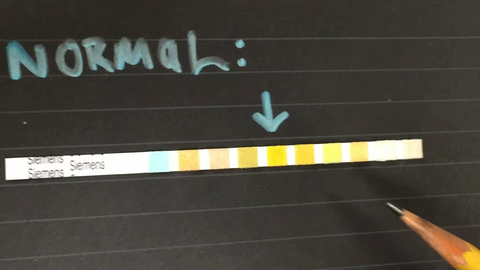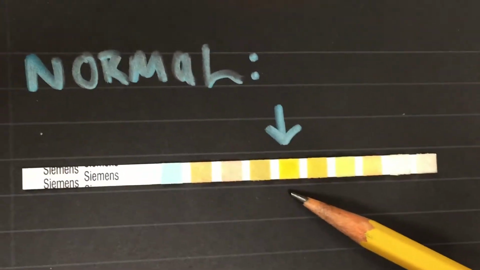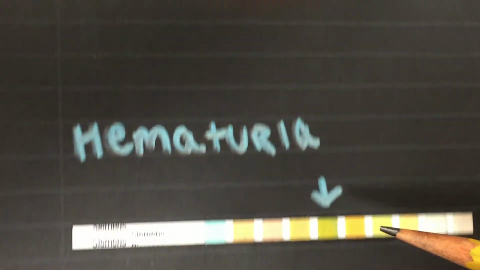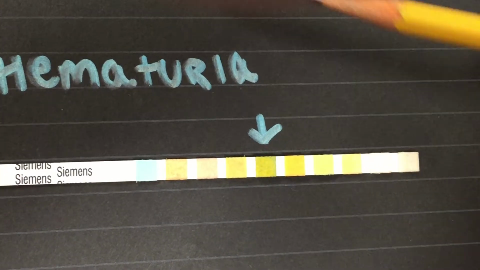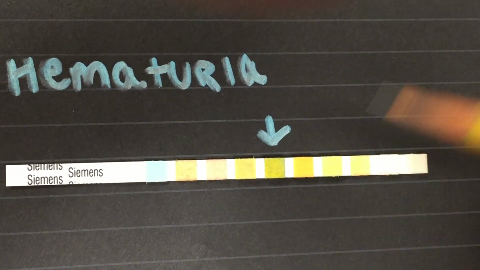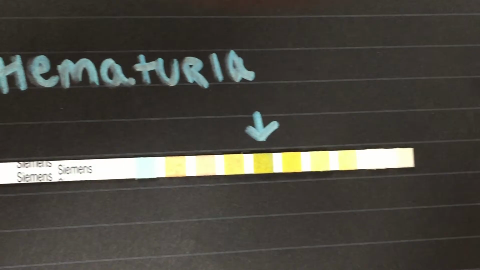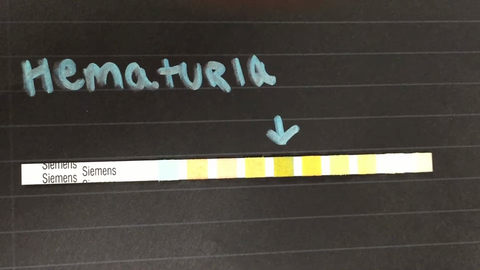So then looking here, the fifth square, there is a significant difference between the normal patient, where we have that yellow color, and then the abnormal patient, which has some hematuria. It's a green square right there. So we know that there's some problems going on there.